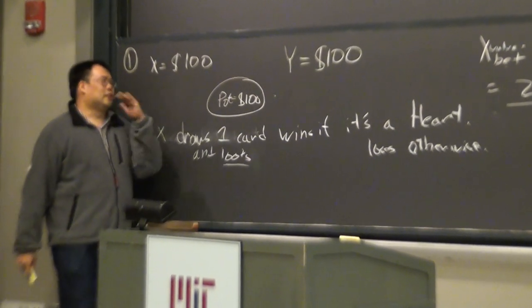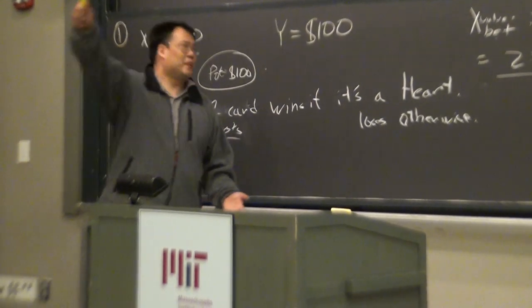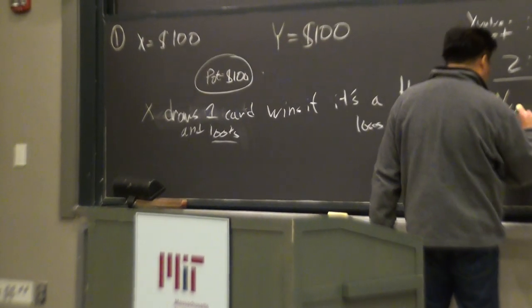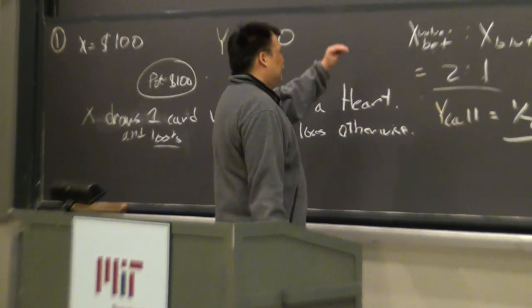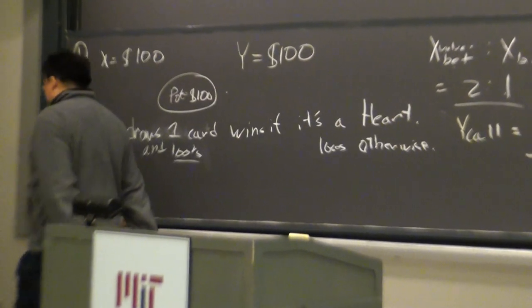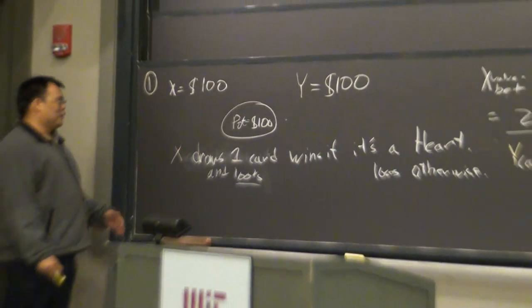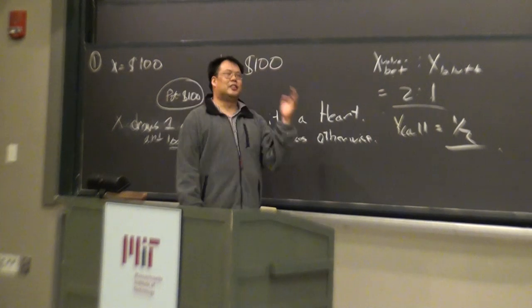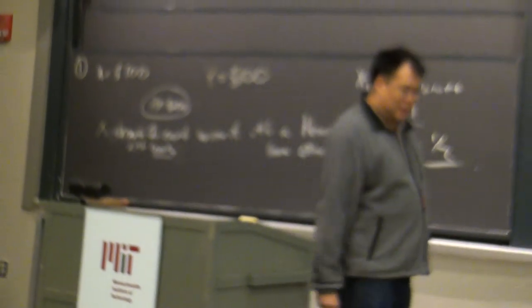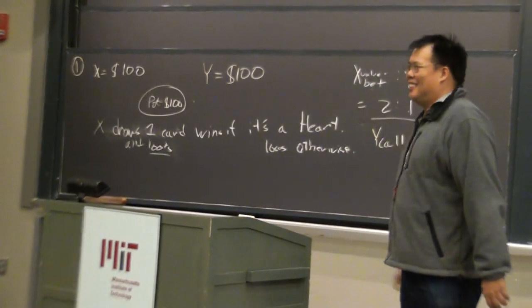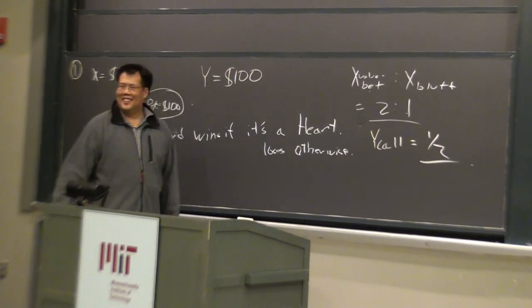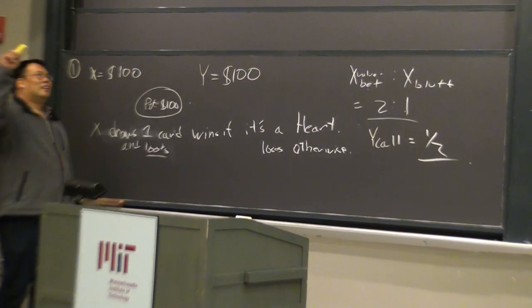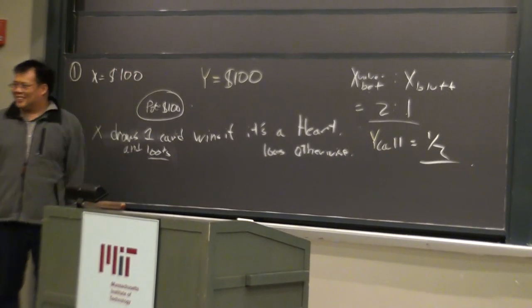So the right answer isn't to call a third of the time, but what? Half the time. Yes. So Y's call frequency equals a half. So now we know X's strategy, or one of X's strategies. I'm going to bet with all hearts, and I'm going to bluff half the time when it's a spade. I'm going to bluff with the ace, king, queen, jack, 10, 9, and half of the 8 of spades. No, that's not right. Ace, king, queen, jack, 10, 9, 8, and half of the 7 of spades.